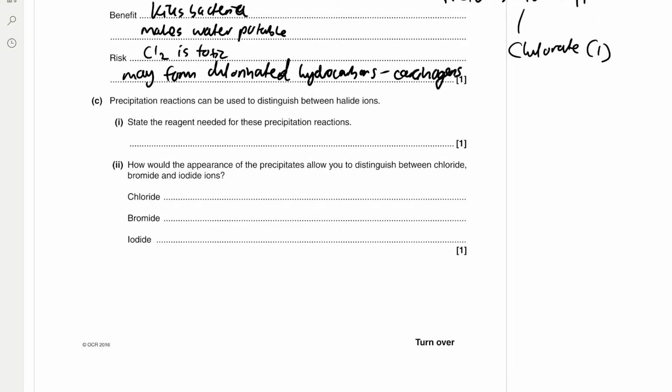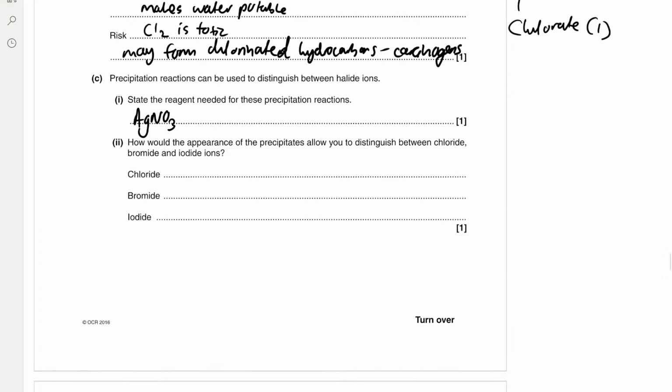Part C, precipitation reactions can be used to distinguish between halide ions. State the reagent needed for these precipitation reactions. So we know from earlier that's AgNO3. How would the appearance of the precipitate allow you to distinguish between chloride, bromide, and iodide ions? So chlorides form a white precipitate, bromides form a cream precipitate, and iodides form a yellow precipitate.